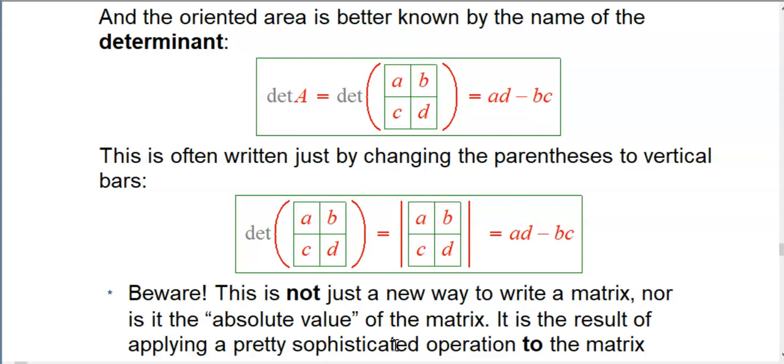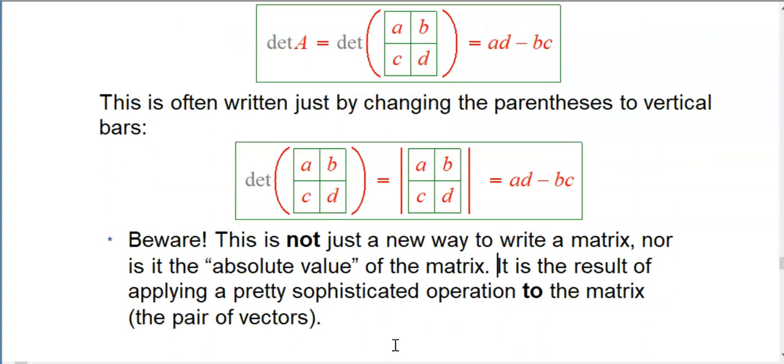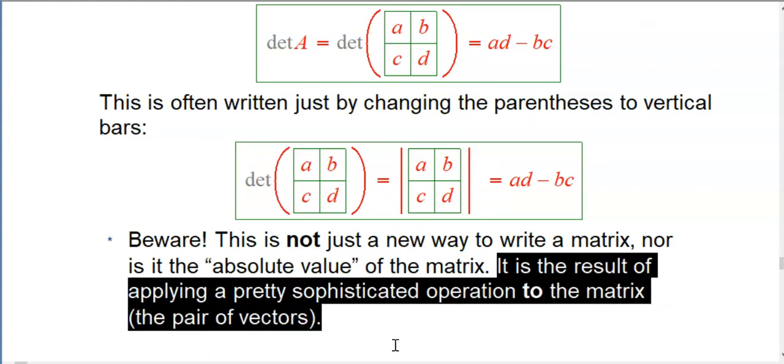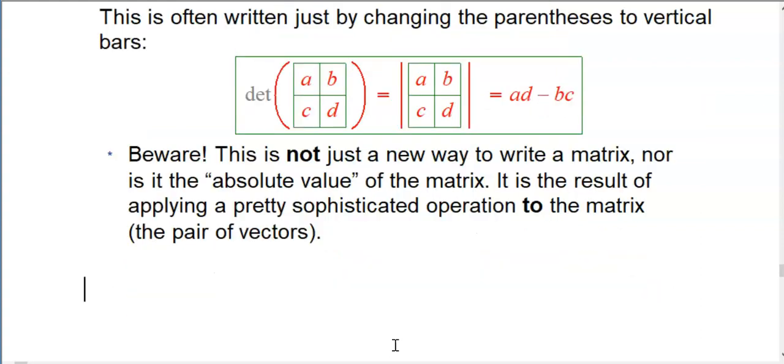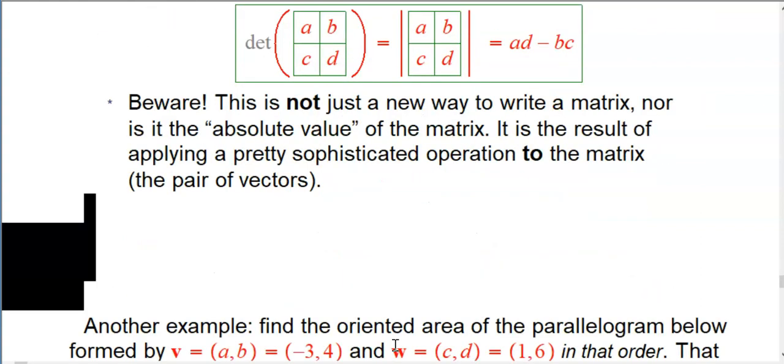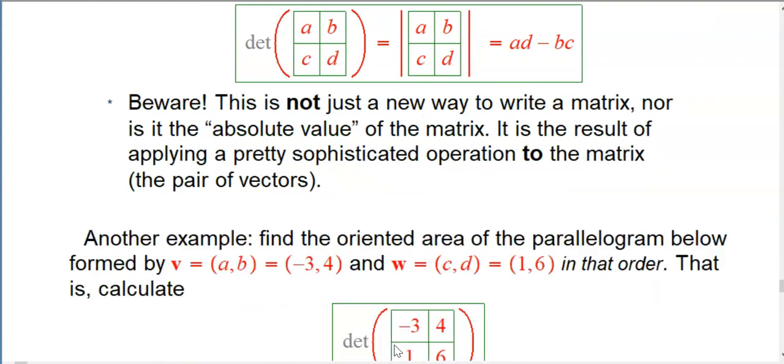It's also that the vertical bar is easily confused with the absolute value, which we were just doing. It is not the absolute value of the matrix. Okay. When you write this, you are taking the determinant, and it is the result of doing something really interesting, of taking the matrix, thinking of it geometrically as representing a parallelogram, and then taking the oriented area of that parallelogram. It's really something going on. Okay, so let's look at one more example.